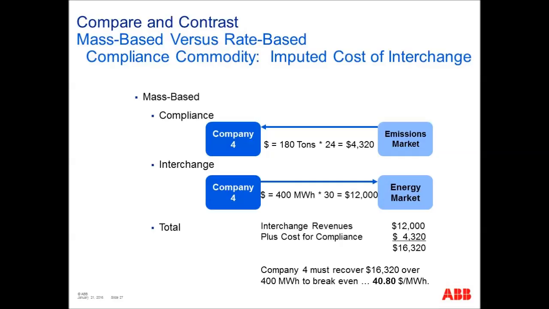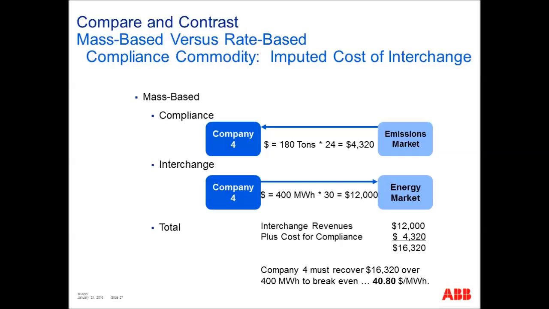Right, so if I was Company 4, in addition to my interchange revenues, I would want to bump up my sales price to include the cost of compliance. So really, in order for me to break even, I've got to collect $16,320 over 400 megawatt hours to break even, and that's equal to $40.80.